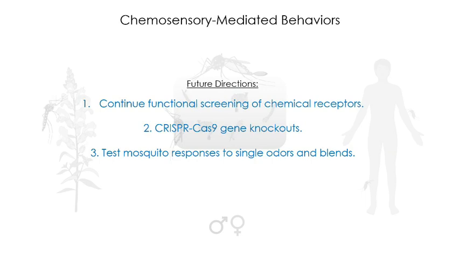So some future directions for these projects. We want to continue this functional screening. We have an amazing setup, and we're well equipped to do this. Very few labs do this same kind of functional screening at the molecular level. We want to, of course, look at gene knockouts and do behavioral tests to see are these receptors actually affecting the behavior of mosquitoes in the ways that we think that they are. And then, yeah, test those in olfactometers or various kinds of behavioral assays that we have set up in the laboratory.